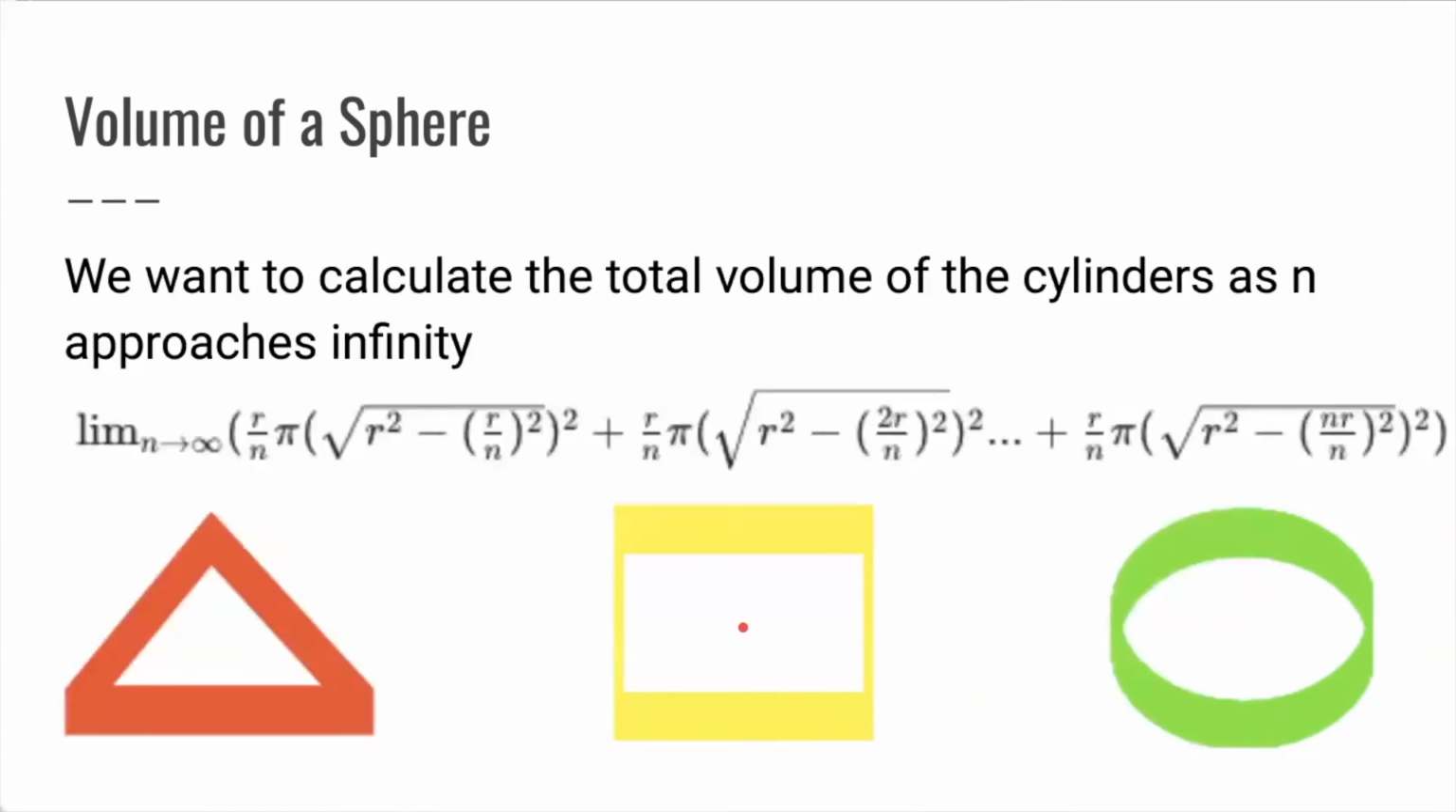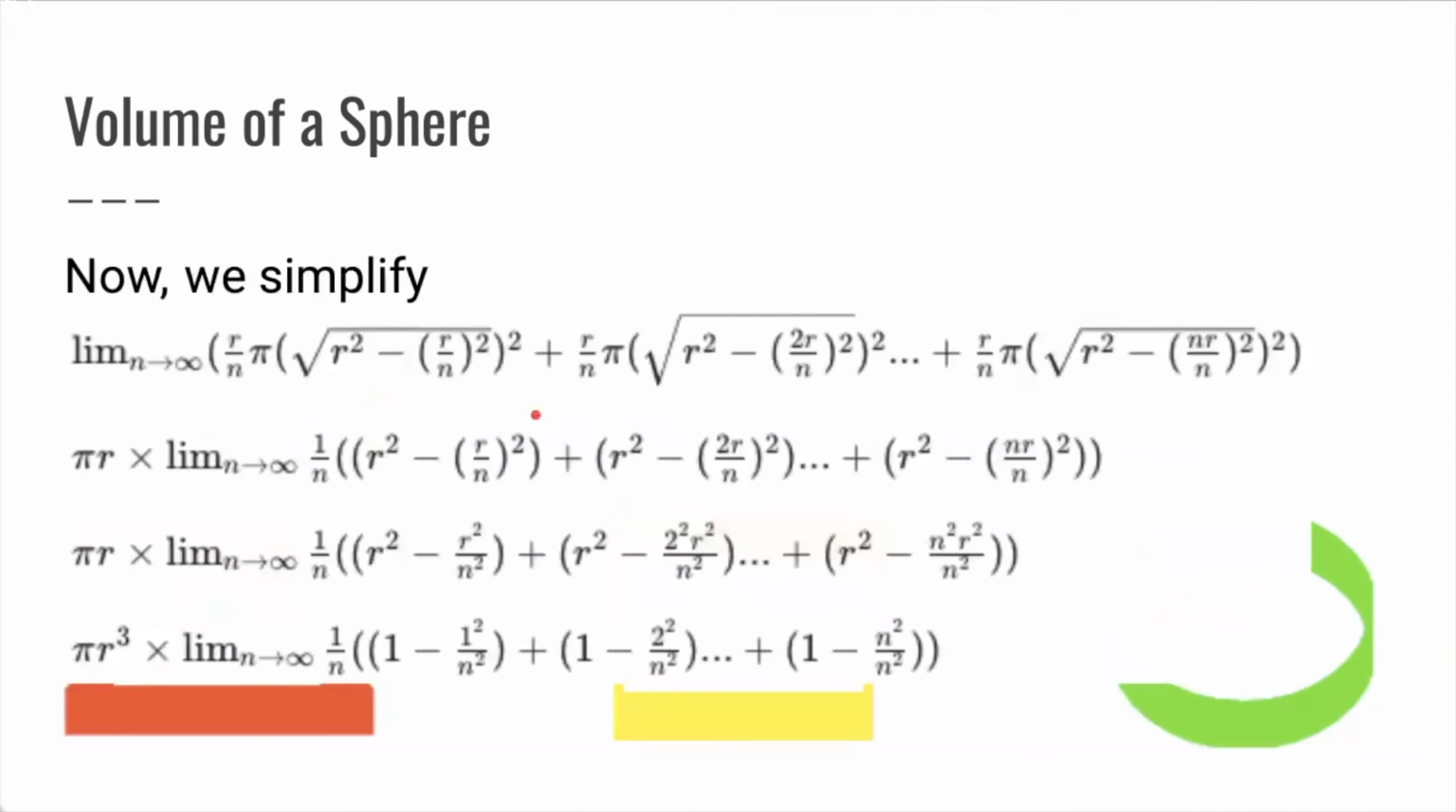And we want to calculate the total volume of the cylinders as n approaches infinity. So that's this right over here. And this is the volume of the first cylinder. The height is r over n times pi, and then times the radius squared. So now we simplify. First of all, we can factor out r, pi, and 1 over n. So it becomes this right over here. We can also notice that we have square roots and squares; they all cancel each other out.